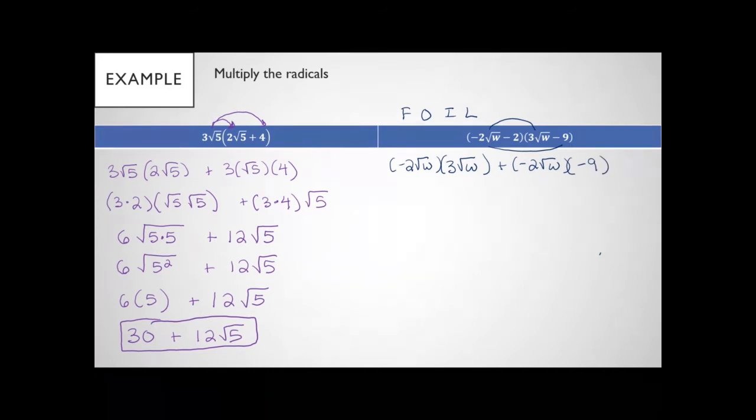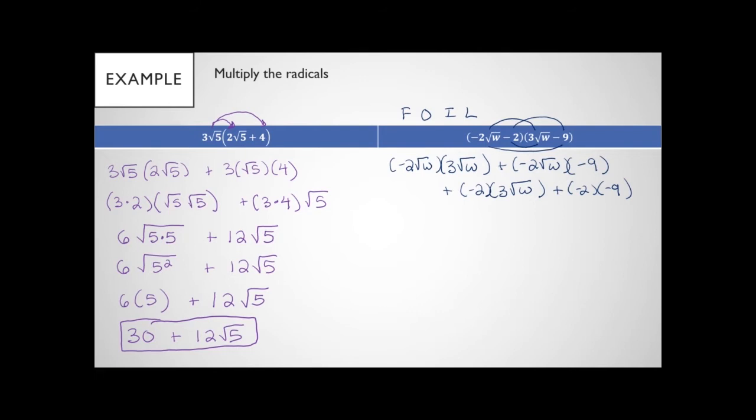Now I don't have a lot of room here, so I'm just going to go underneath it. I'm going to offset to the right so that it's not too confusing there. The inside terms, I have a -2 multiplied by the 3 times the square root of w. And then the last terms, -2 times -9. So I'm just writing all of that out.